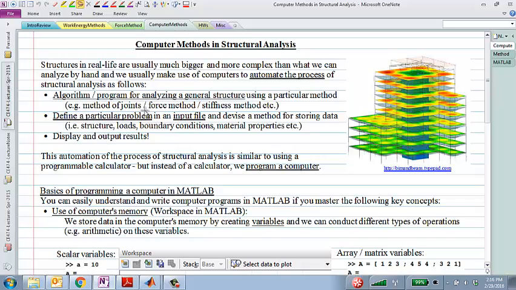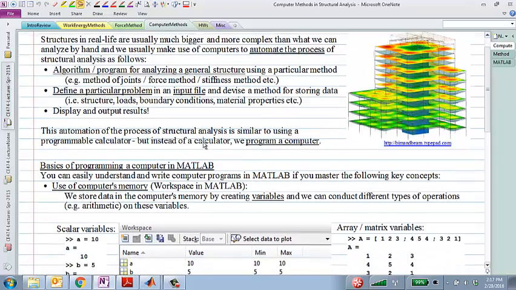Quite a lot of times, I see students trying to modify the code or hard code a particular structure in their algorithm. So we have to keep these two things separate. The algorithm is separate, and the particular problem that you're solving is separate. So if you have one problem today, another problem tomorrow, another problem the day after, you can use the same algorithm, same code to solve three different problems. And of course, once you are able to solve it, display and output results.